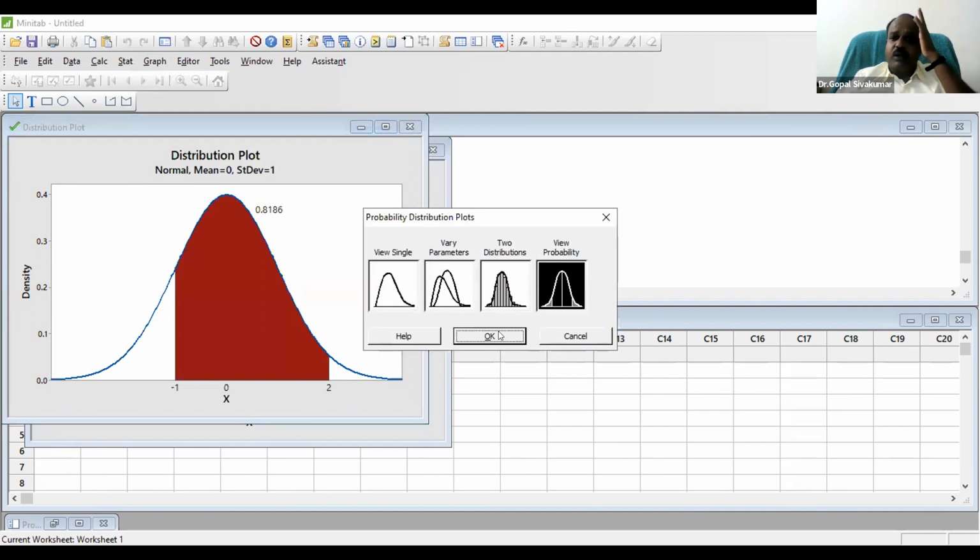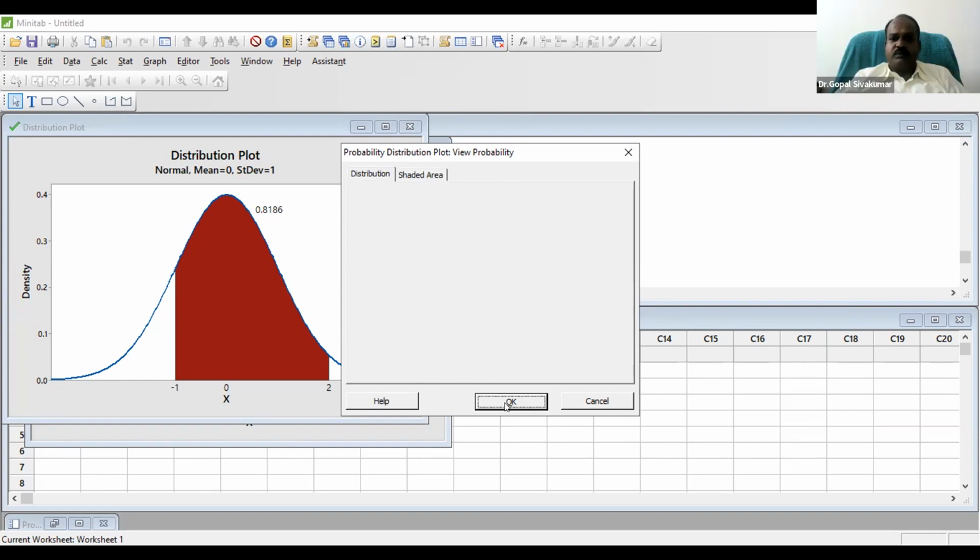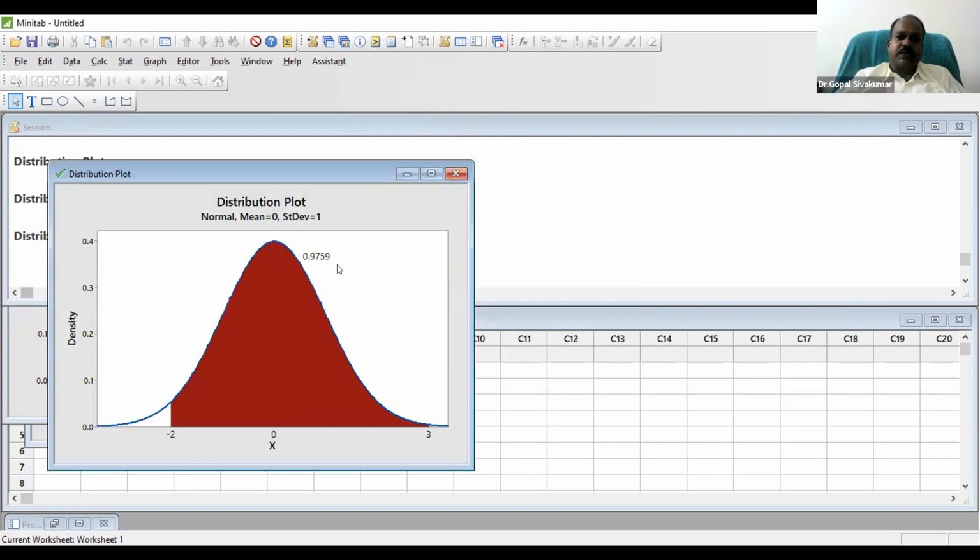Now one of you tell me what is the point for which you want to find the probability. Left side point, what is the point you want to know the probability? -2. Tell me the right side point. +3. Now the value will come automatically. See here, -2 to +3. What is the probability? 97.59. I think all of you are now comfortable.